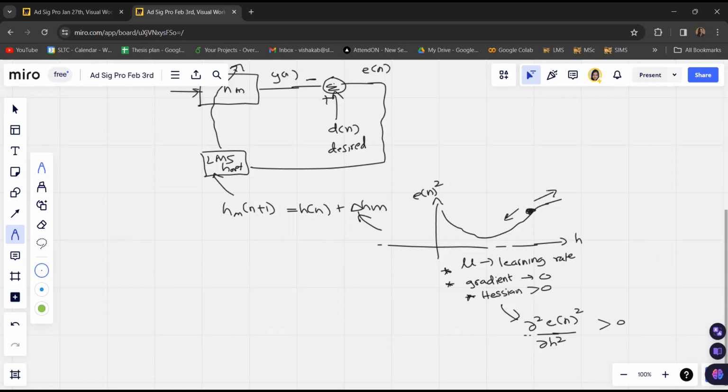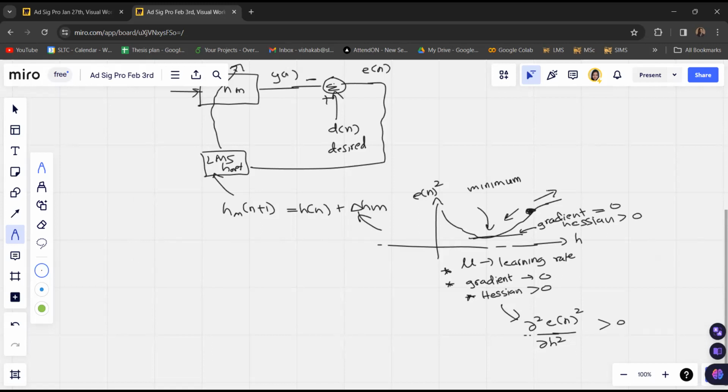So if we go to a certain place where the gradient is 0, and the Hessian value should be above 0, that means it should be something positive. If these conditions are satisfied, we normally say that we are at a minimum in the function.